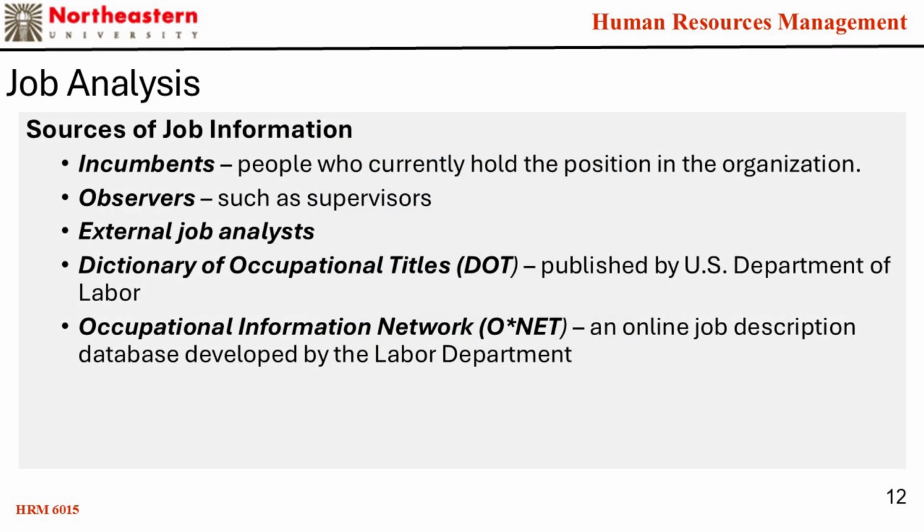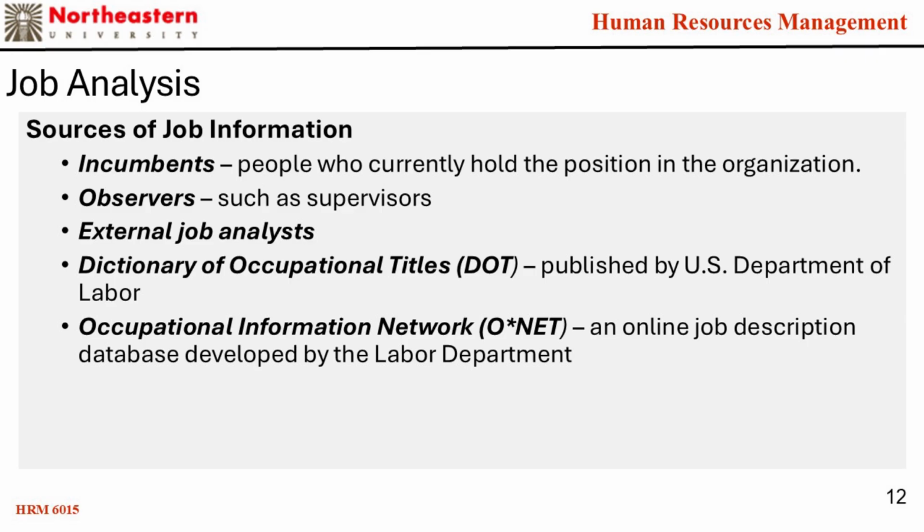Now, in order to create the details of the job specifications to get a job posting so that you can hire people, you have to get sources of information. Where are you going to get all of that from? Well, if I was writing that for the Pacific Railroad, I would probably talk to people who do the job. So you can talk to incumbents, people who actually do the job, and hold that position in the organization. You can talk to observers, such as supervisors, that can tell you a little bit more about what needs to be done. You can hire external job analysts. You can also go to available information banks online, like the Directory of Occupational Titles.